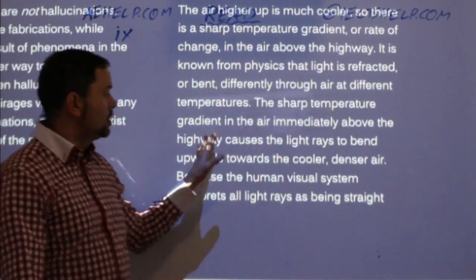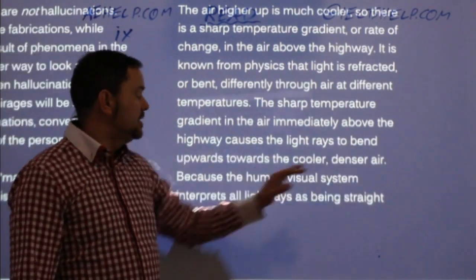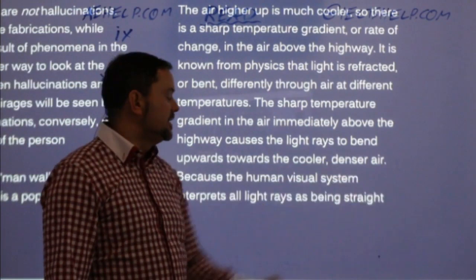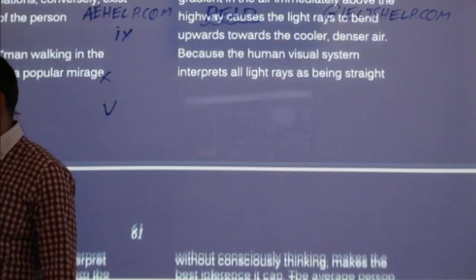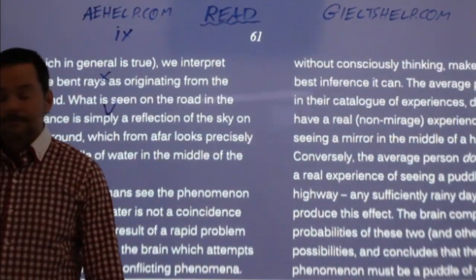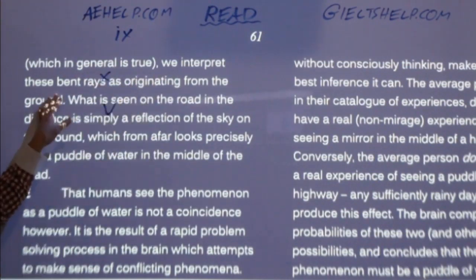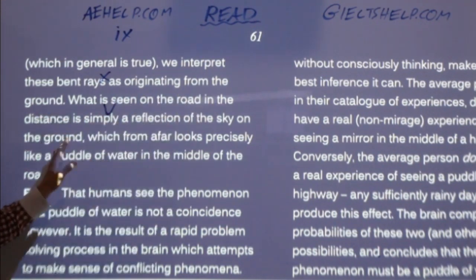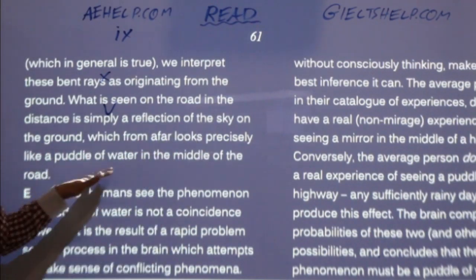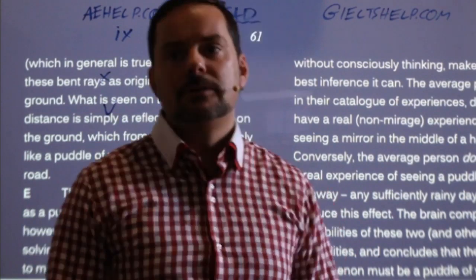The sharp temperature gradient in the summer air immediately above the highway causes the light rays to bend upwards towards the cooler, denser air. Because the human visual system interprets all light rays as being straight, which in general is true, we interpret these bent rays as originating from the ground. What is seen on the road in the distance is simply a reflection of the sky on the ground, which from afar looks precisely like a puddle of water in the middle of the road. What is this paragraph about? So D, what is it about?